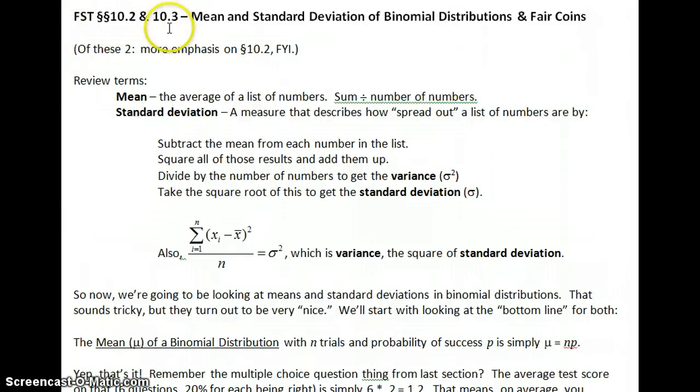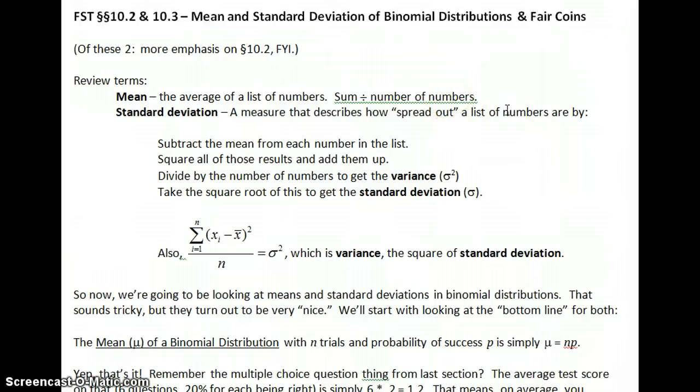10.2 and 10.3. Mean and standard deviation of binomial distributions in fair coins. That sounds like a mouthful, and they seem kind of unrelated, but they're not really. Mean and standard deviation are terms we've done before. Mean is just as you've expected it to be. It's the average of a list of numbers.